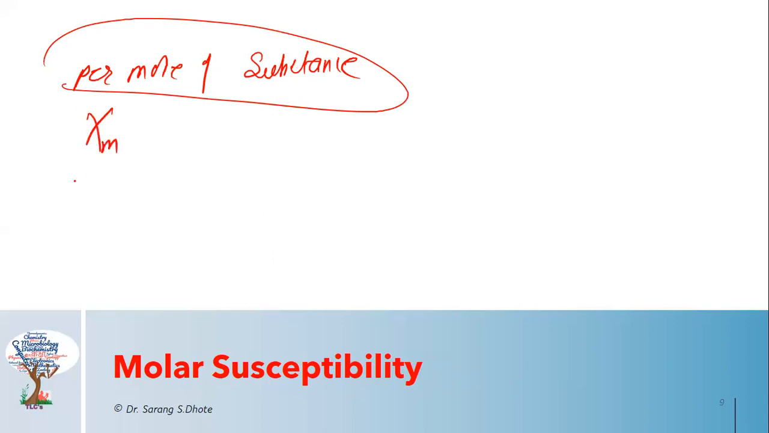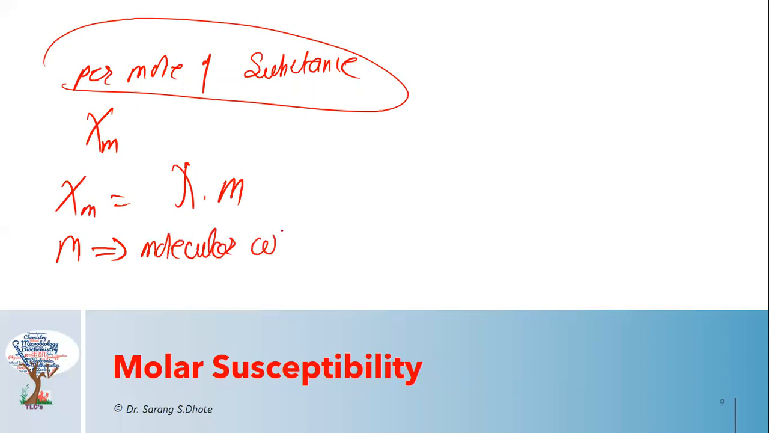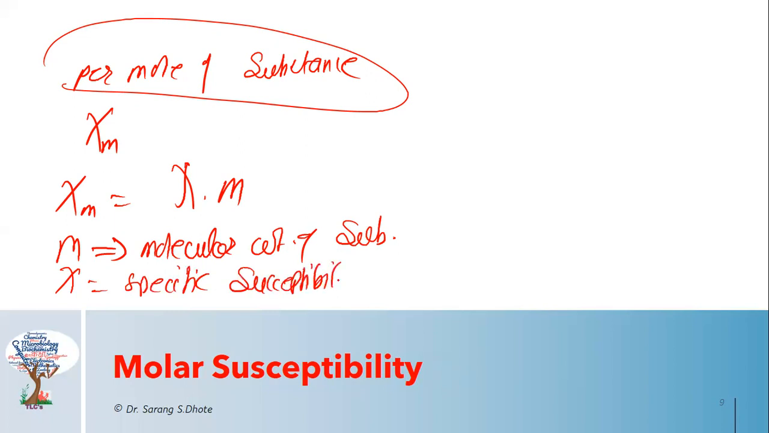which is denoted by psi. Psi M is equal to chi into M, where capital M is nothing but the molecular weight of the substance, and chi is nothing but the specific susceptibility. So by using this, we can calculate the specific susceptibility as well as the molar susceptibility.